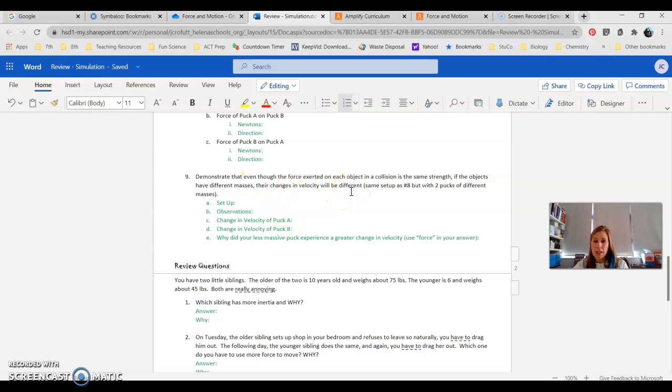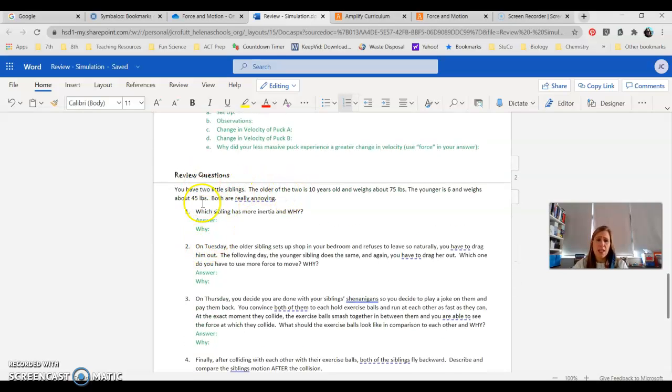So, same thing you did last time, except now use a heavier puck and a lighter puck. You can choose whatever pucks you use as long as they are different masses. You should still see Newton's third law in there, that for every collision you have a force exerted on each other that's equal and opposite.